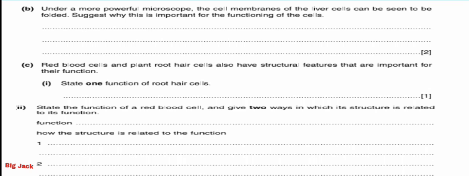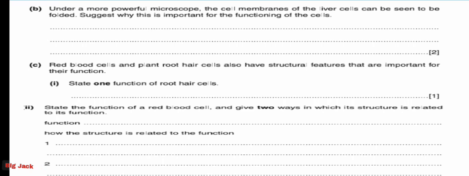The next question is saying, under a normal power of microscope, the cell membranes of the liver cells can be seen to be folded. Suggest why this is important for the functioning of the liver cells. So we need to explain this one. Alright, so we have 2 marks here.